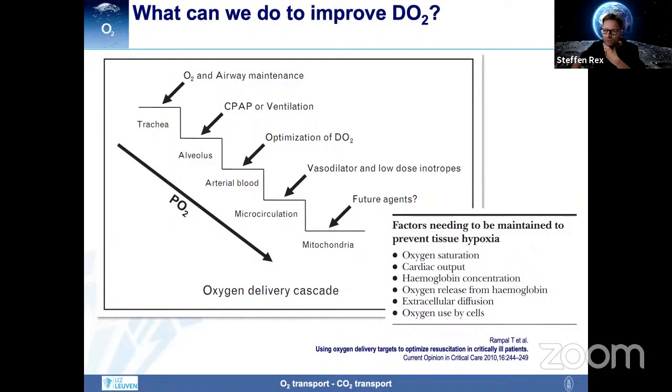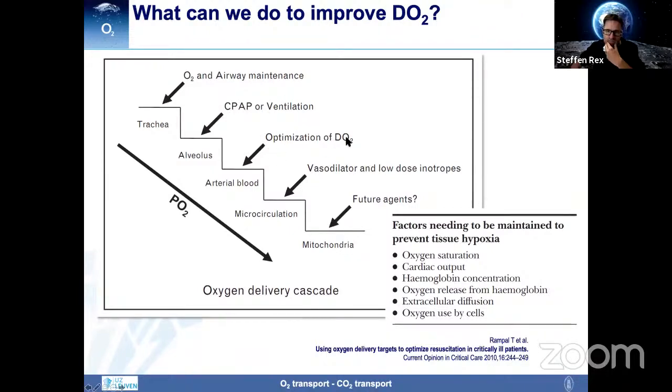So what can we do now to improve DO2? And it's very frustrating because we cannot do so much. On the tracheal level, we can increase, for example, FiO2. But I showed you that there are several examples in pathology where the increase in FiO2 is not sufficient to help the patient. For sure, as anesthetists, we have to take care that the airway patency is maintained. We have to assure that the alveoli are open. That's why we use CPAP or ventilate the patient.